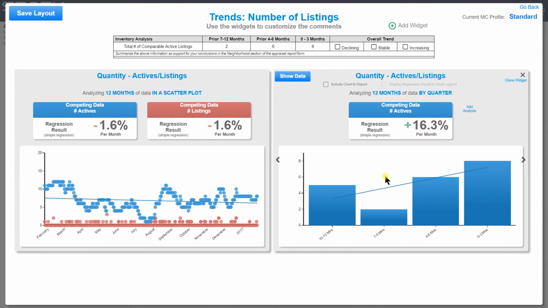But I understand what you might be thinking. First of all, do I really want to mark declining? Even though that's probably the most accurate thing, I'm going to get a reader of my report or an underwriter saying you did the wrong thing, you checked the wrong box.